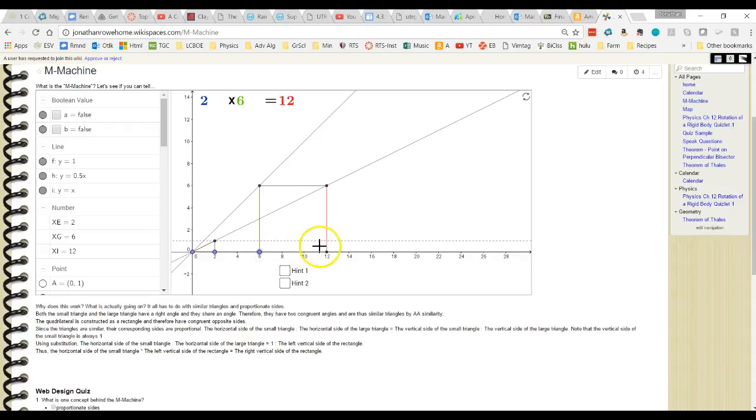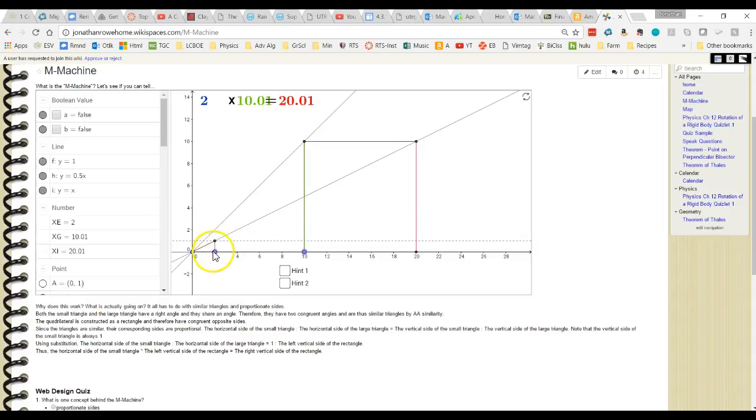Yep, and the result is what? 12. My goodness. Does it work with whatever number we choose? What about 2 times 2? Well, that's 4. What about 2 times a half? Well, that's 1, isn't it? Yep, looks like it's getting there. So how is this working? 2 times 10 is 20.